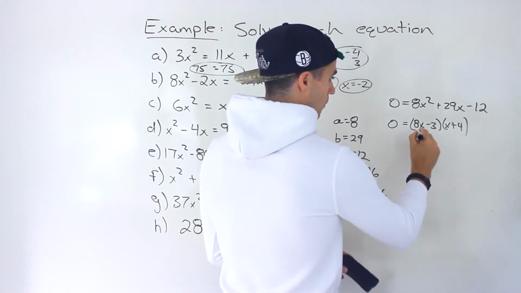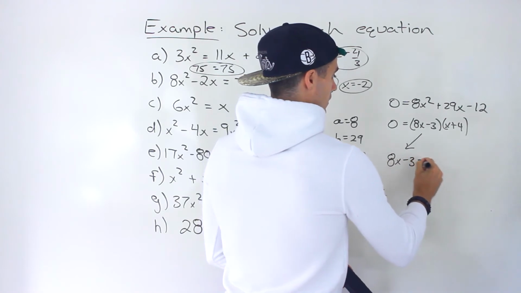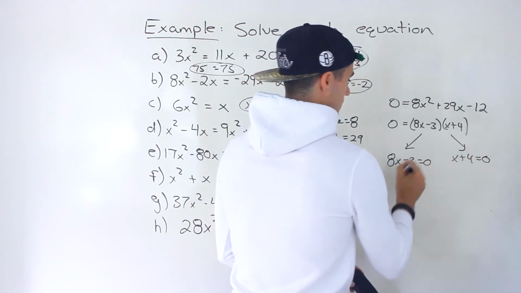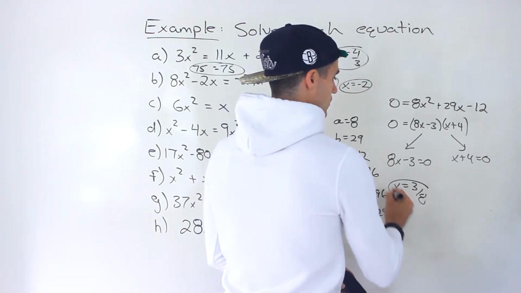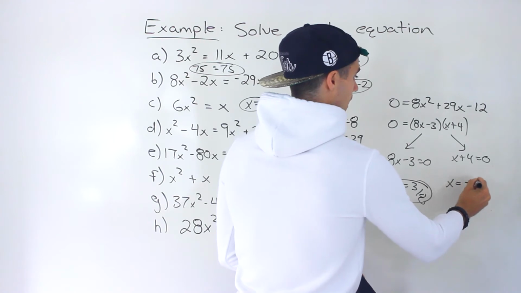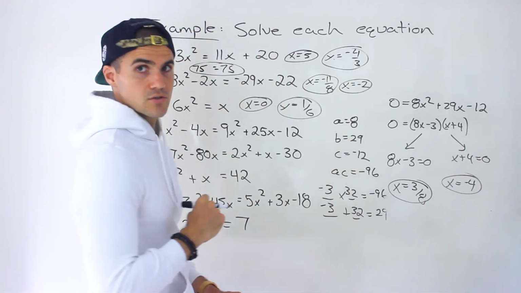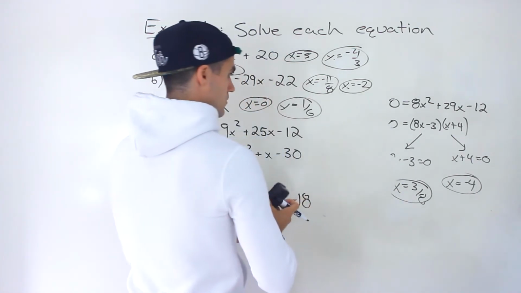So then, when does this bracket equal 0? When does this bracket equal 0? That's going to happen when x is positive 3 over 8. This is going to happen when x is negative 4. So those would be the two solutions to part D. So let me write those out over here.